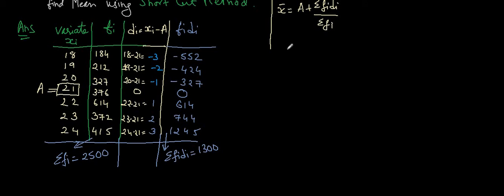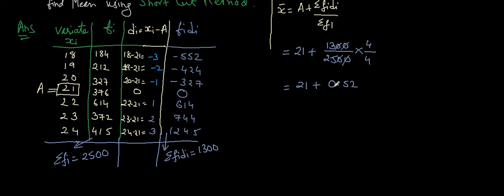Now the simple thing is to put all these values in the formula. So x bar is equal to, what is the value of a? 21. What is the value of sigma fi di? 1300. And what is the value of sigma fi? 2500. Now 0 cancels, 0 cancels. Multiply both numerator and denominator by 4 to make it 100, so it becomes easy to find the decimals. So 0.52 is my answer, because 25 fours are 100 and 13 fours are 52.